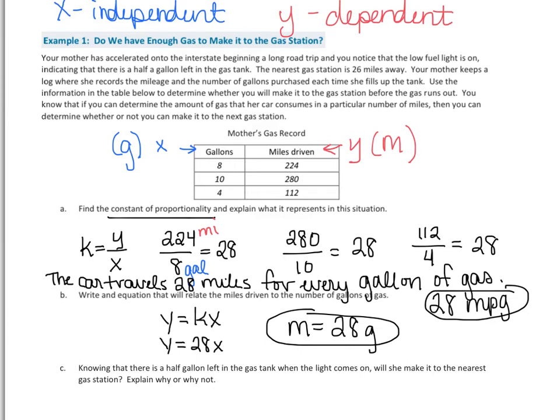So if you look at this equation, what it means is to find the miles driven, I'm going to take 28 times the number of gallons of gas I have left. So for every gallon of gas I have left in the vehicle, I'm going to multiply that number by 28, and it's going to tell me how far I can go on that particular amount of gas.